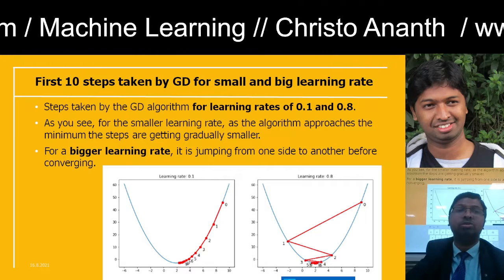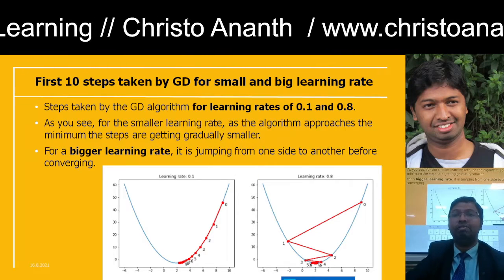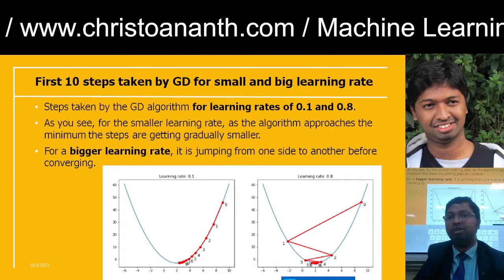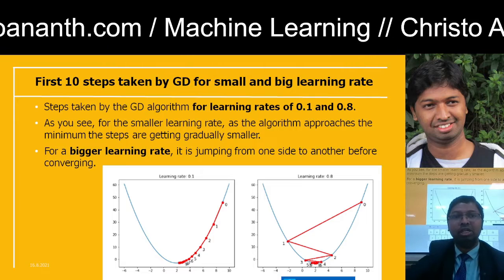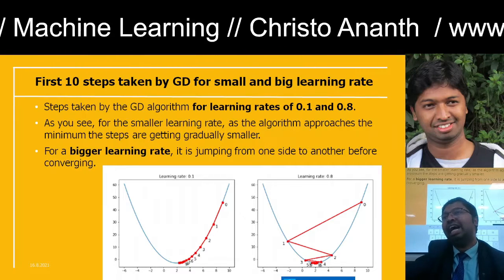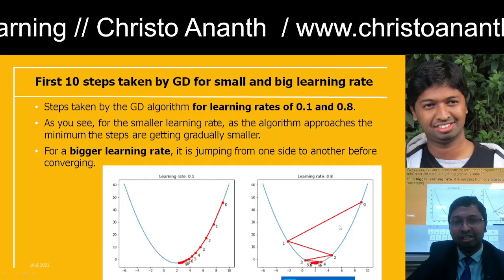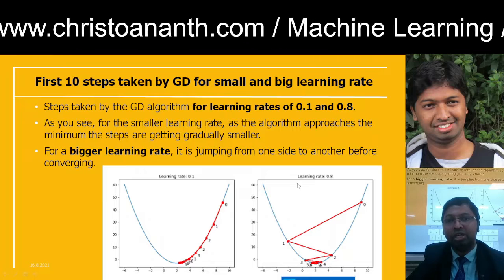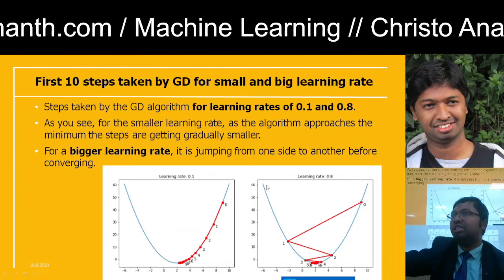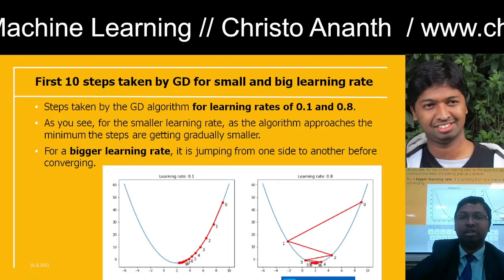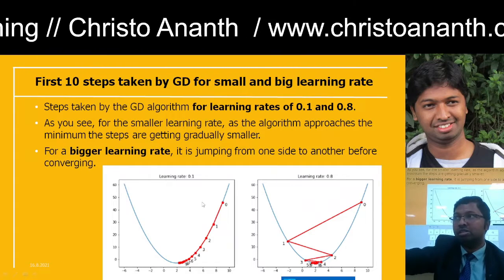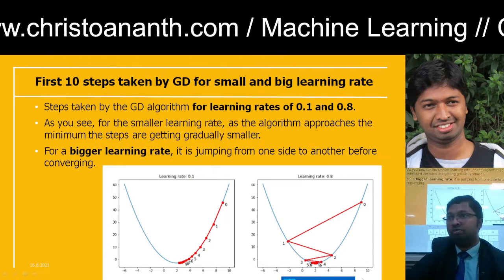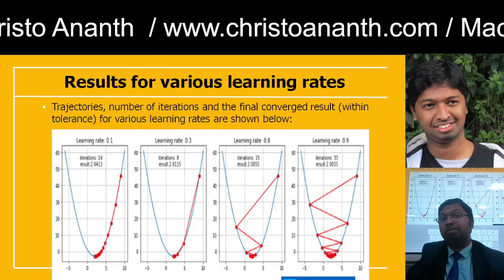It will go through several steps for the smaller learning rate. And when the algorithm approaches the minimum, the steps are getting gradually smaller. Here it will be going like this. For a bigger learning rate, you can jump from one side to another before converging. So for this one it will go like this, and for this one it will zigzag. You can compare.